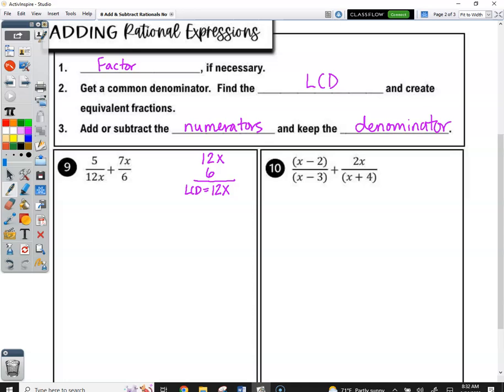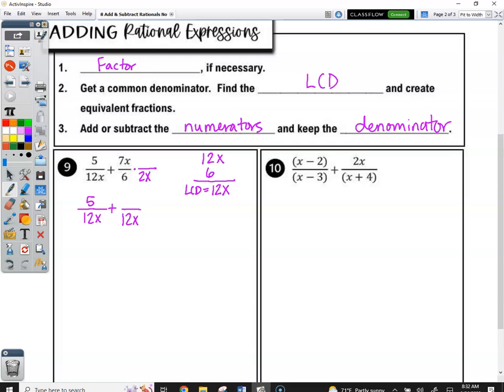So this fraction, does it need an adjustment on the denominator? No. So I'm going to bring it down. The second fraction needs what to become, on the bottom, 12x? It needs times 2x.